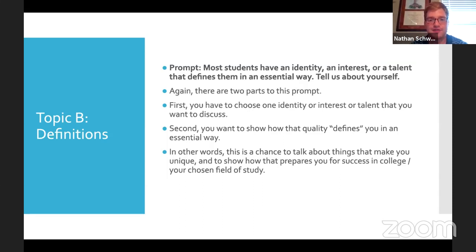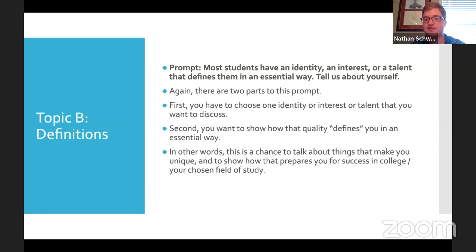So what I would recommend doing first is choose something that you would want to write about that you could write a solid essay on. So that could be an identity, like maybe you're a student athlete and that defines you in an essential way. Maybe you're interested in astronomy and that defines you, or maybe you're a really talented musician, you play the guitar really well. After you have selected your identity, interest, or talent that you want to talk about, you have to show how that defines you in an essential way.